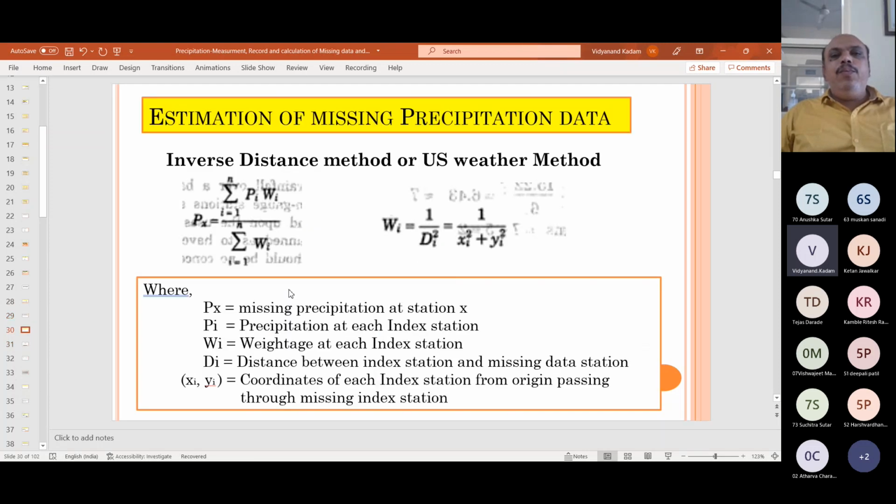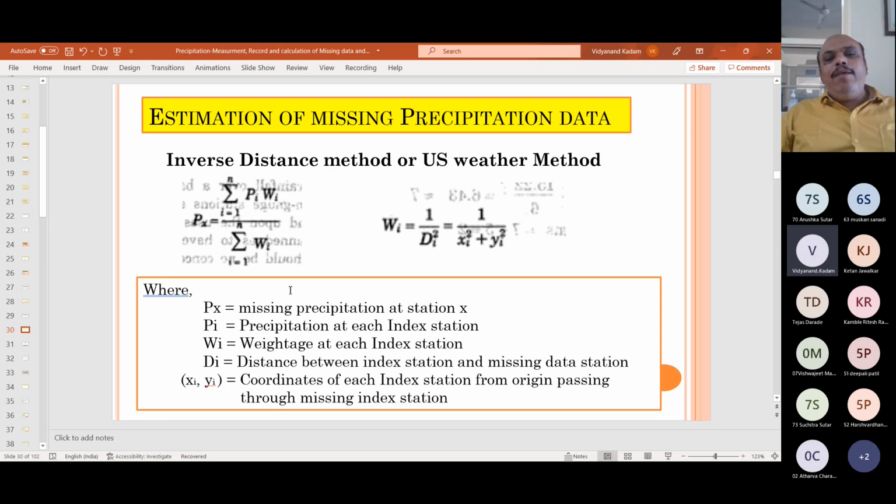The next method is the inverse distance method or US weather service method. This method is the most accurate method to estimate the missing data, and the formula to calculate our missing precipitation data Px is the summation of Pi into Wi upon the summation of Wi, where Wi is the weightage for a rain gauge station.